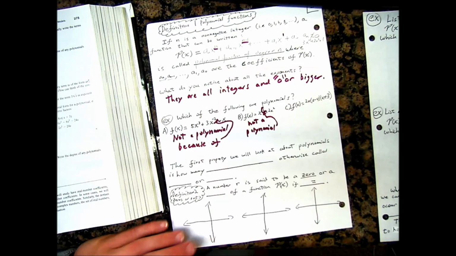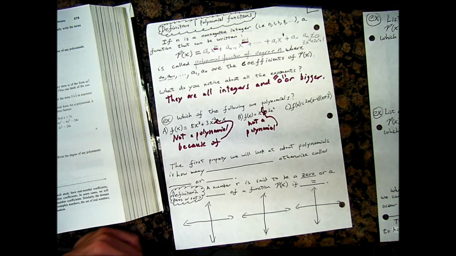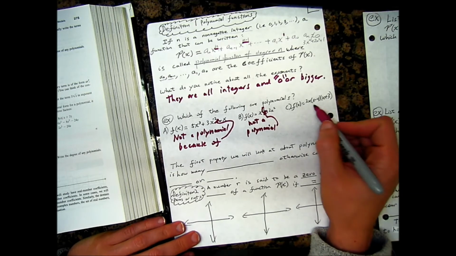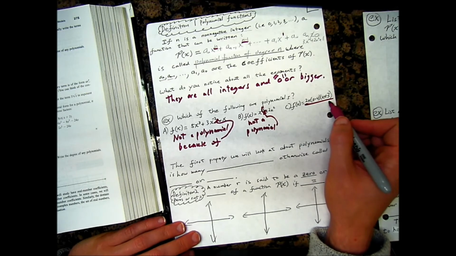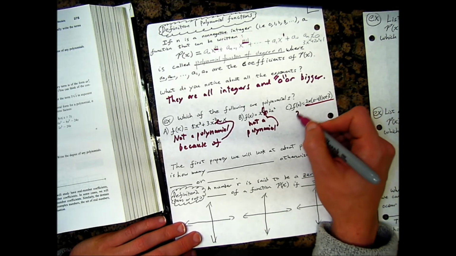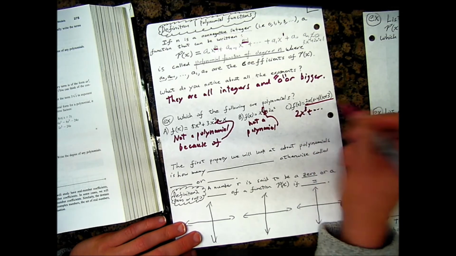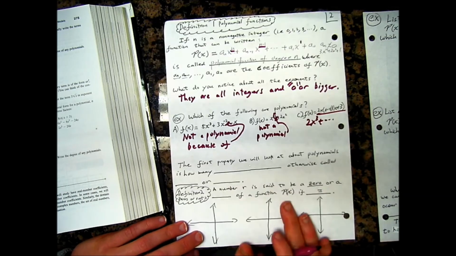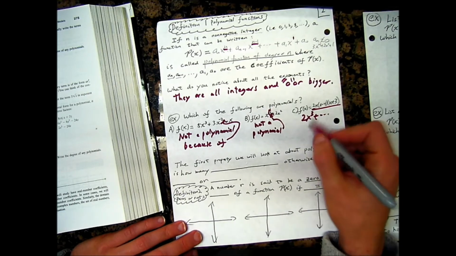This is a polynomial, but it's not written in this form. So polynomials can be factored, just like we've been factoring quadratics all this time. A polynomial can be factored, and that's what's happened here. This is a cubic polynomial that's been factored all the way. But we can multiply it out, and we would get something like 2x cubed plus some other stuff. And they would all be integer powers and everything. So this is a polynomial.